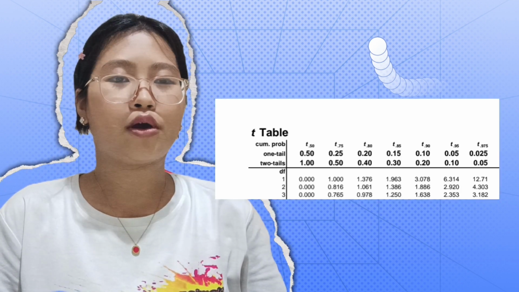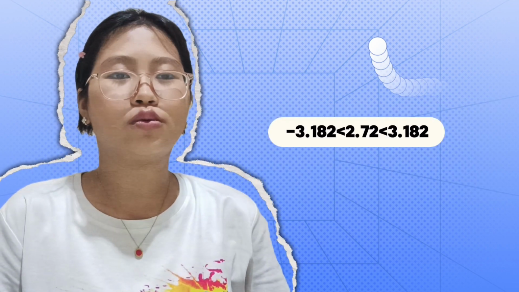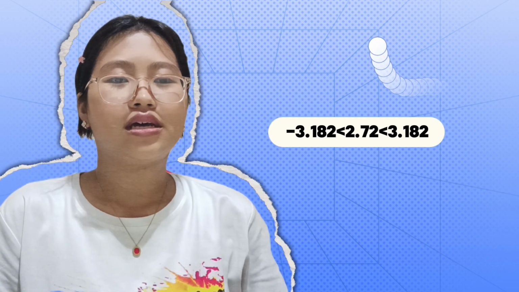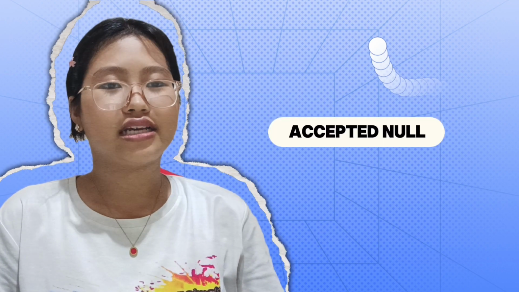Decision. So, the critical value is positive negative 3.182. So, the decision is negative 3.182 is less than positive 2.72, which is less than positive 3.182. So, our decision is, our null is accepted.